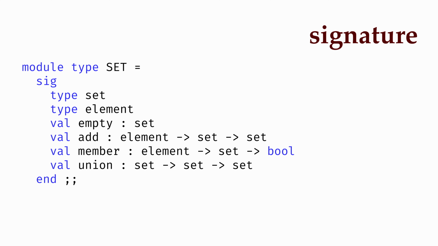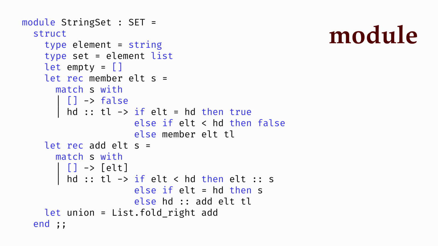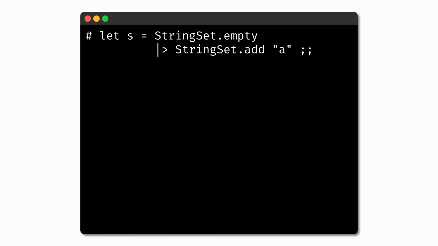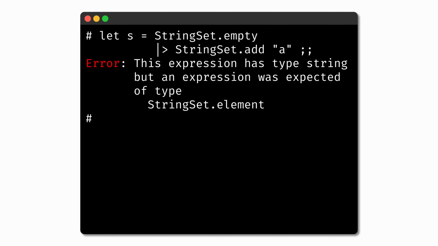So what would happen if we tried to define our string set module again, but this time constraining it to the generic set module signature instead of the more specific string set module signature? We run into a problem right away. Watch what happens if we try to add a string to an empty string set. We get an error. The expected argument type is element, but we've provided a string.